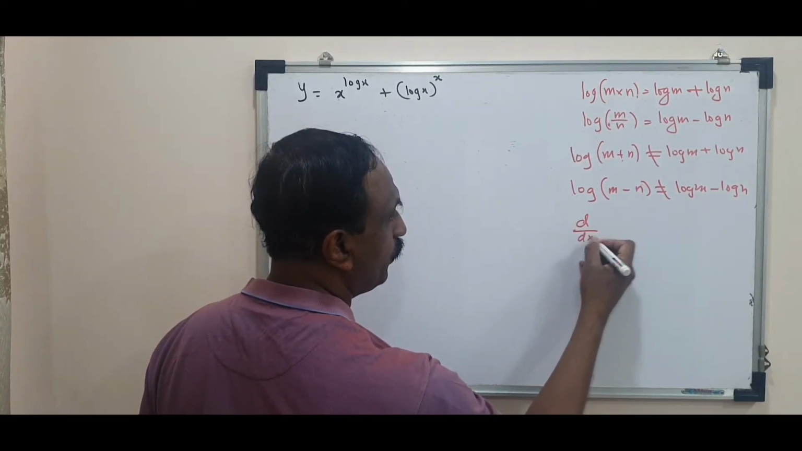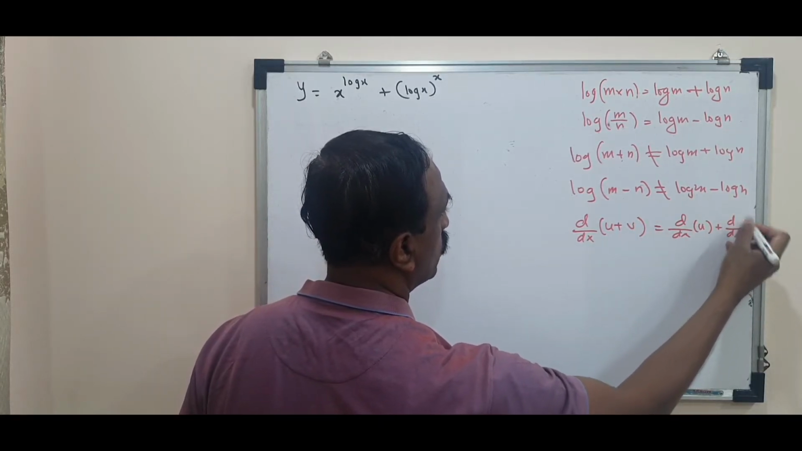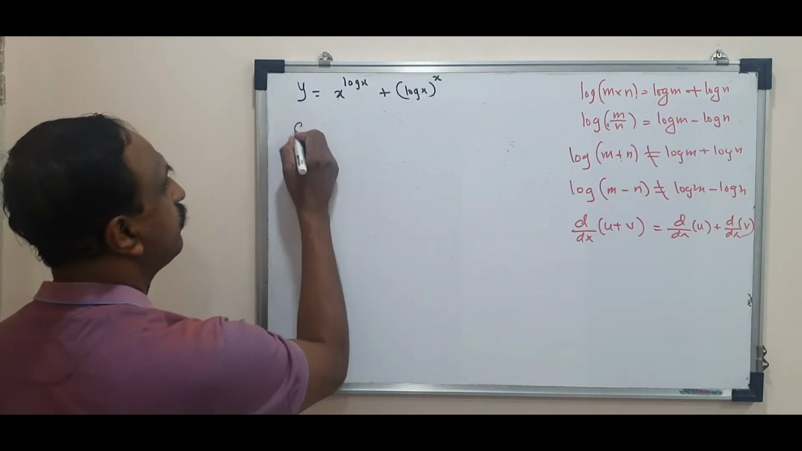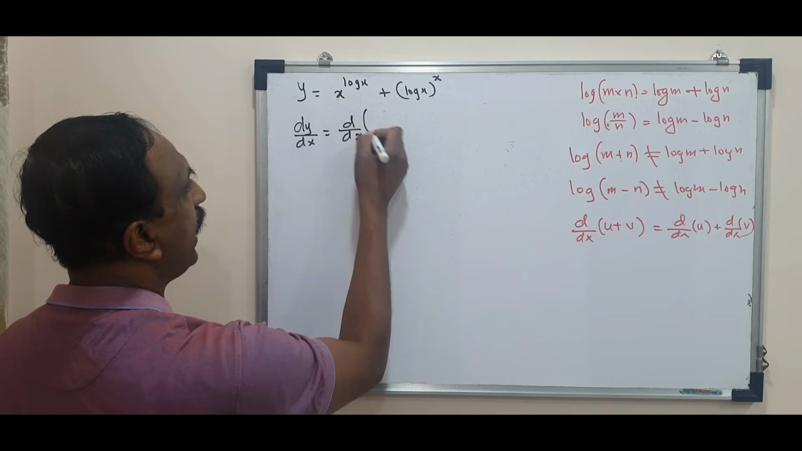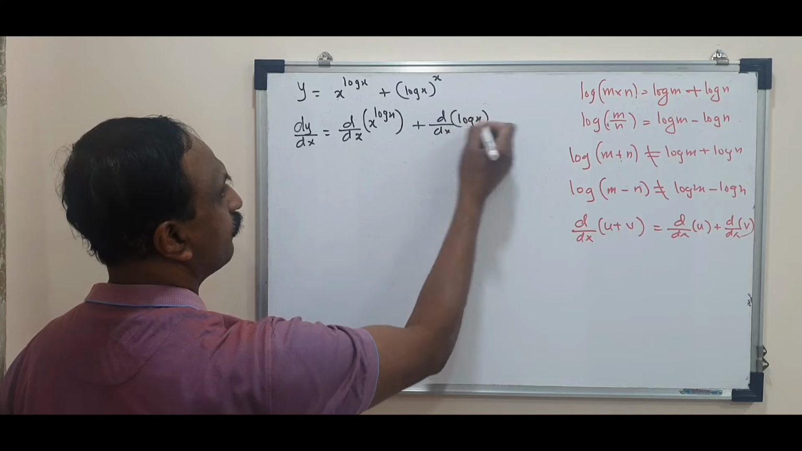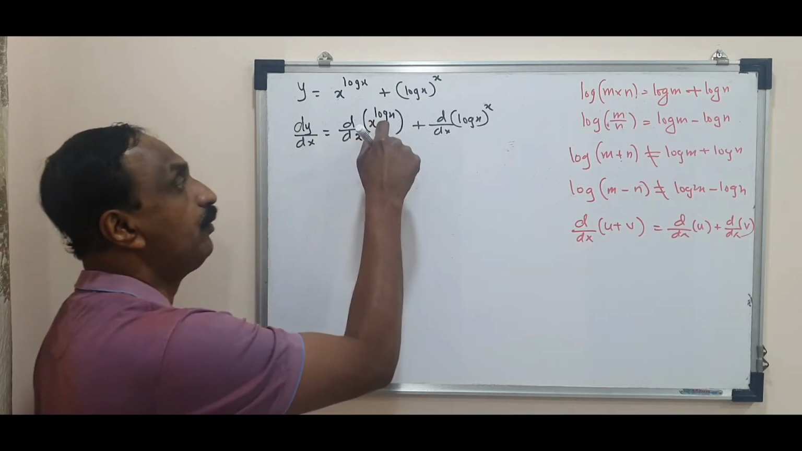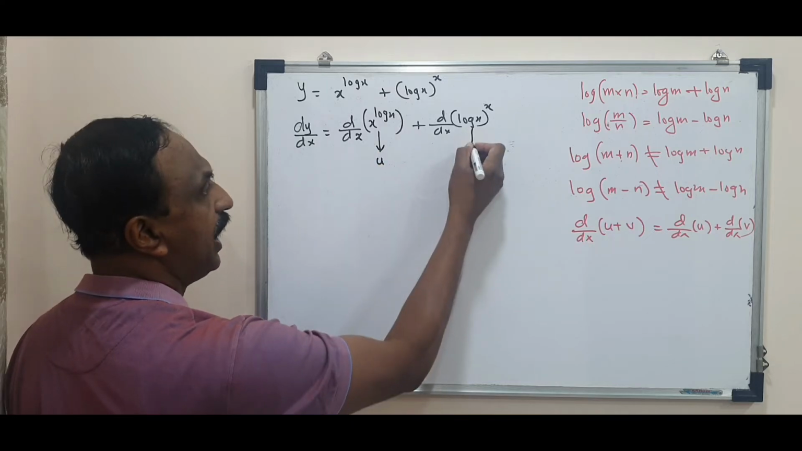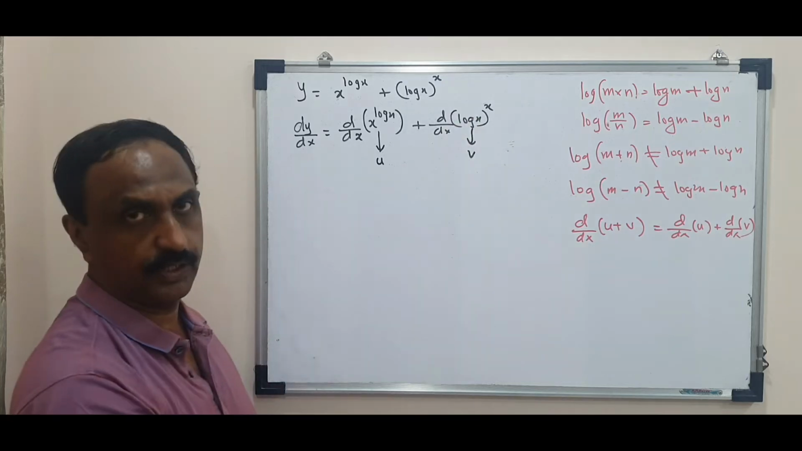When I want to find the derivative of u plus v, naturally, I have to find the derivative of u and the derivative of v. So we will not apply any log here. We'll directly apply it. So I can write dy by dx is equal to d by dx of x raised to log x plus d by dx of log x raised to x. So we need to find both derivatives separately. Now you ask, how do you find the derivative of this? I will call this u and this v. Take log for u, find its derivative. Take log for v, find its derivative and substitute back.